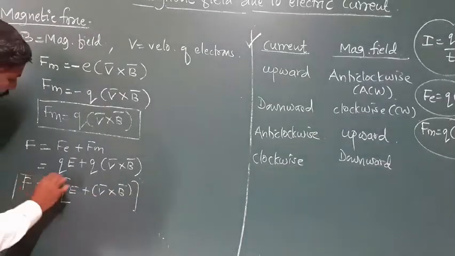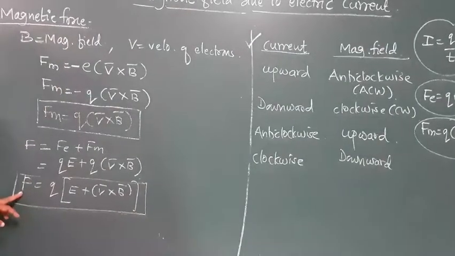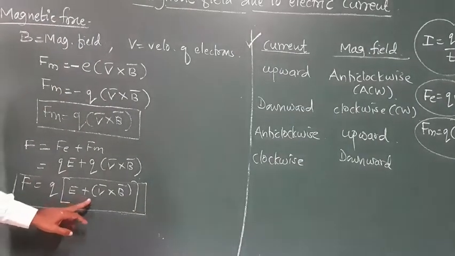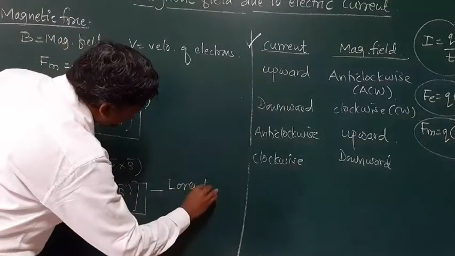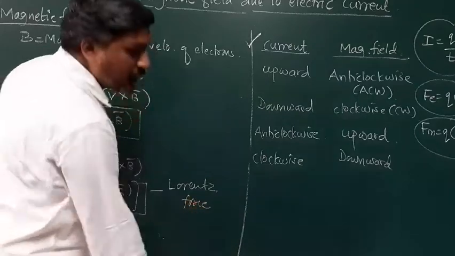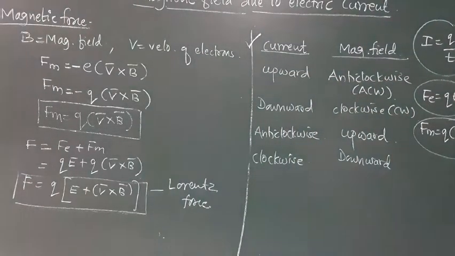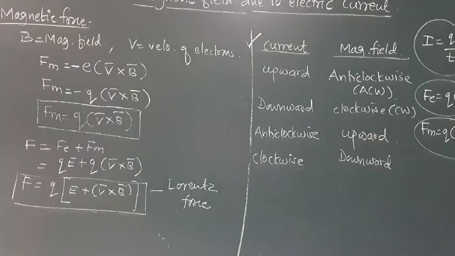This is my net force, F equals Q in bracket E plus vector V cross vector B. This equation is also called the equation of Lorentz force. This is the most important to solve numericals and to clear your concept. The Lorentz force is given by F equals Q in bracket E plus vector V cross vector B. Remember, there is a cross product, and the cross product between V and B is solved in this way: V B sin theta.